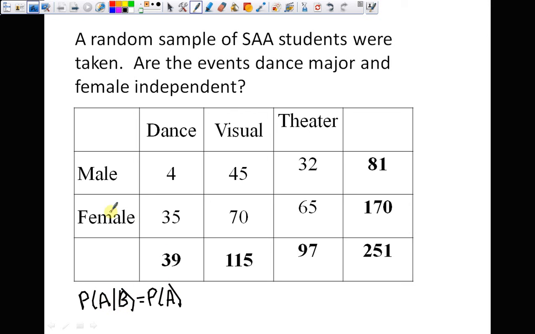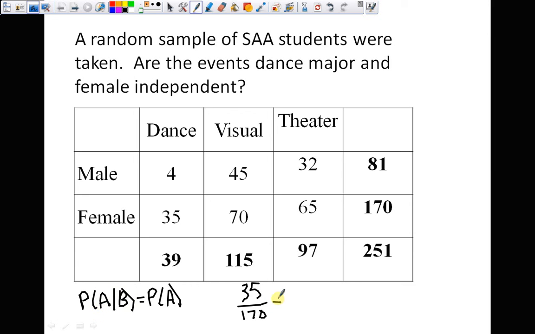So in other words, let's give it some context here. Let's say, given that a student is a female, what's the probability that they're a dance major? So in this formula, we're only concerned with females. Of the females, what's the probability of being a dance major? Well, it's 35 out of 170. Okay? Given that they're female, what's the probability of being a dance major?